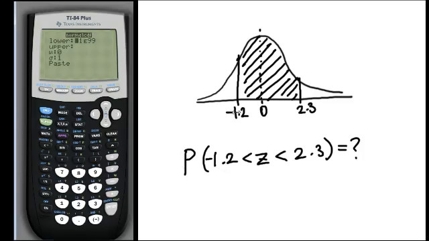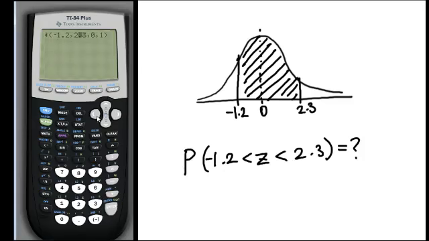The lower value we're interested in is negative 1.2. The upper value we're interested in is positive 2.3. Since we're talking about z, we're talking about a mean of 0 and a standard deviation of 1.